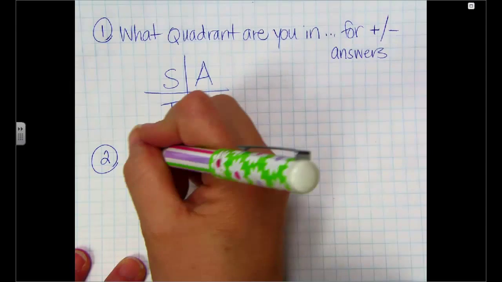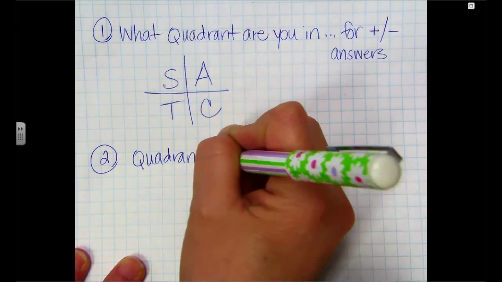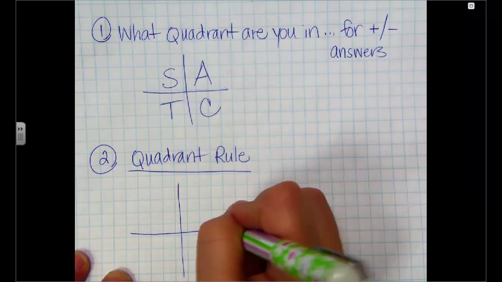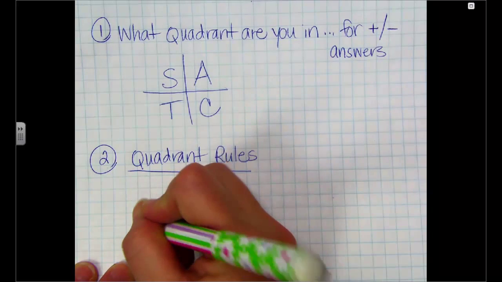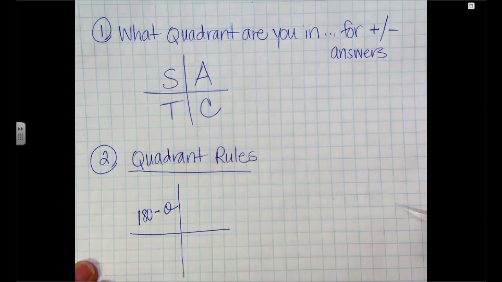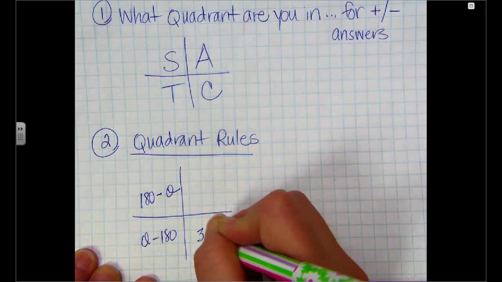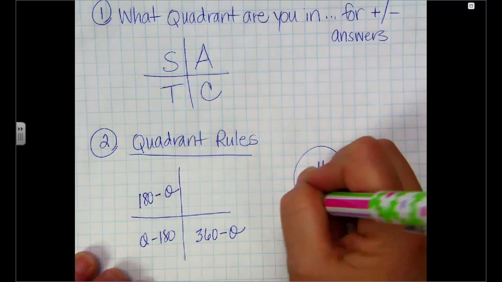And then the second thing you worry about is the quadrant rule, how you find the quadrant 1 reference angle in the other quadrants. Well, in quadrant 2, we do 180 minus theta, the angle you were given. In quadrant 3, it's theta minus 180. And in quadrant 4, 360 minus theta, or the angle you are given.